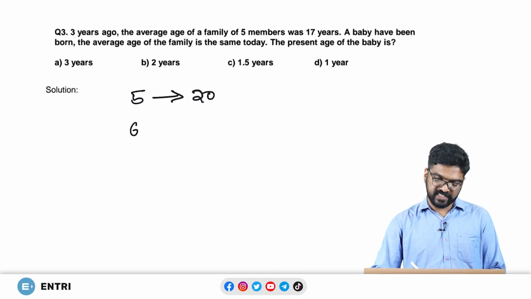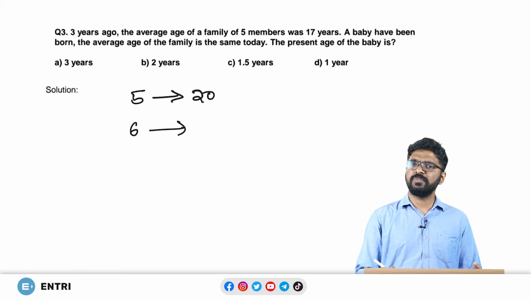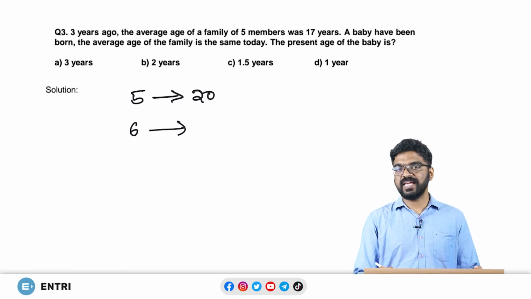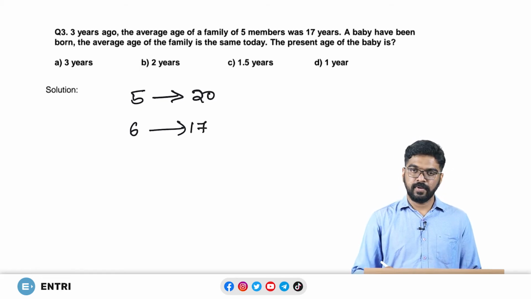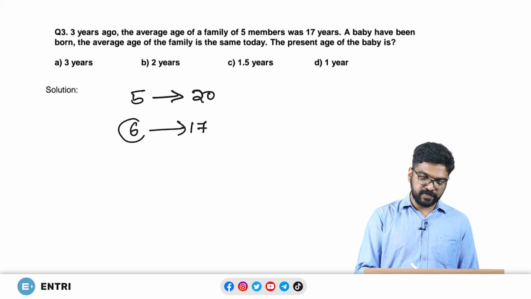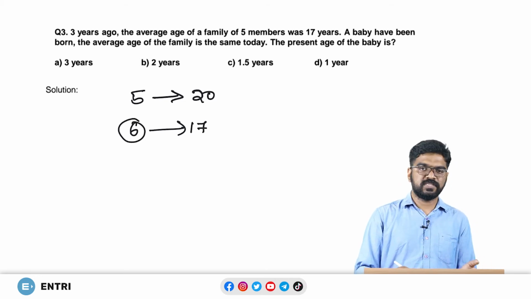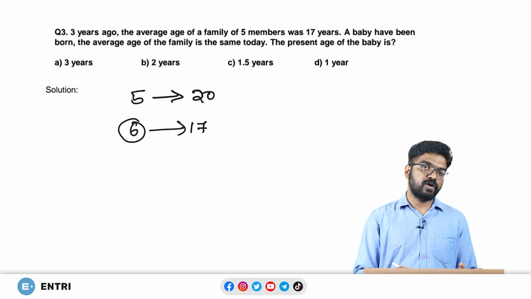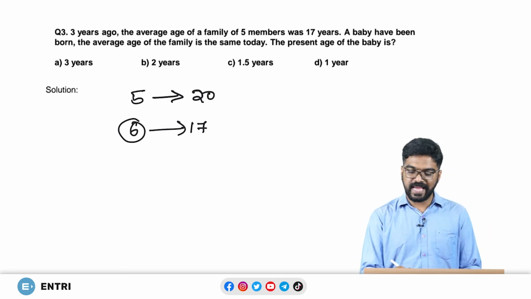Now what happened? A baby has been born. So now there are 6 people. The average age of the family is same today. That means it is same as before. What was the previous value? That is 17. So obviously when the baby was born, there is a decrease in the average age because the baby was lesser of age than the previous average. Now we are asked to find what is the present age of the baby.